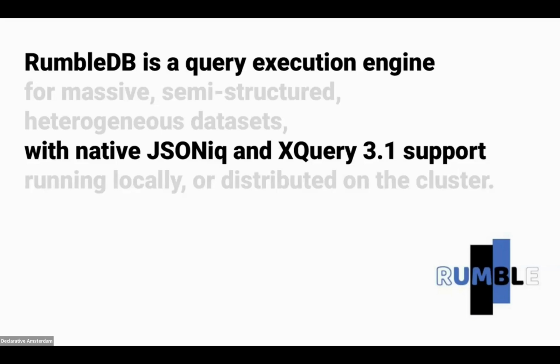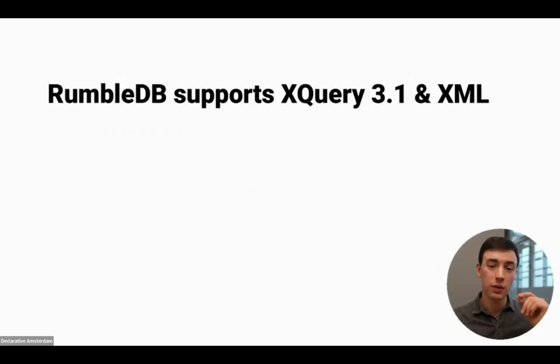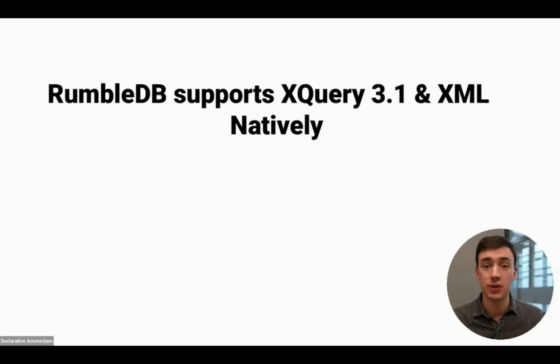JSONiq here is a declarative query language developed alongside RumbleDB with a JSON-friendly syntax and still very close to XQuery. Here, I really want to focus on the fact that RumbleDB supports XQuery 3.1 and XML natively. This native integration occurs at two critical levels.